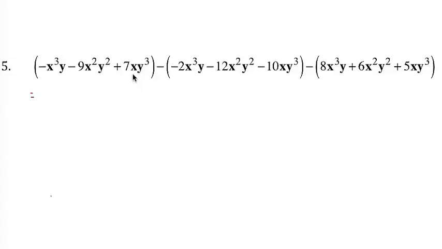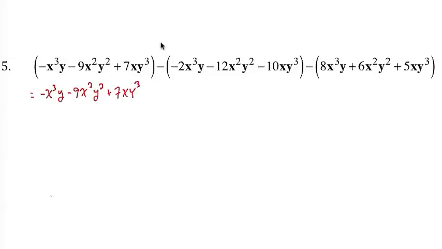Okay, so equals negative x to the power of 3y minus 9x squared y squared plus 7x y to the power of 3.